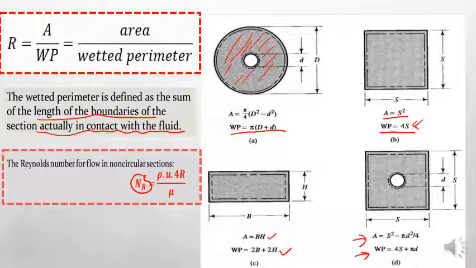Therefore, the Reynolds number you can calculate using this formula, which is rho times V, where V is the velocity, times 4R divided by viscosity. Remember that if it's circular, we use D, but now if it's not circular, we use 4R, 4 times R, where R is the hydraulic radius, which we calculate using this term. Okay, that's it.